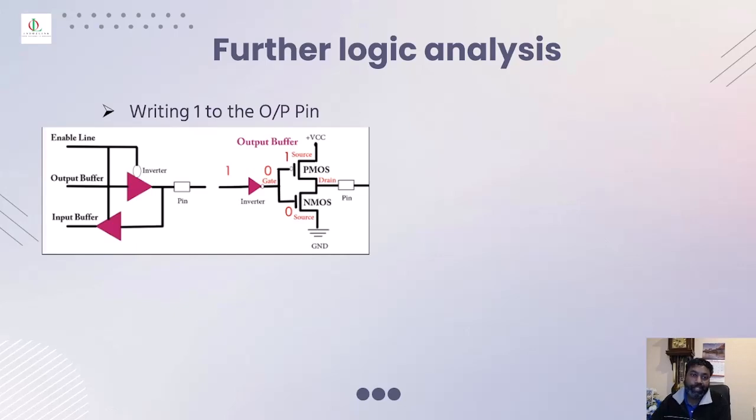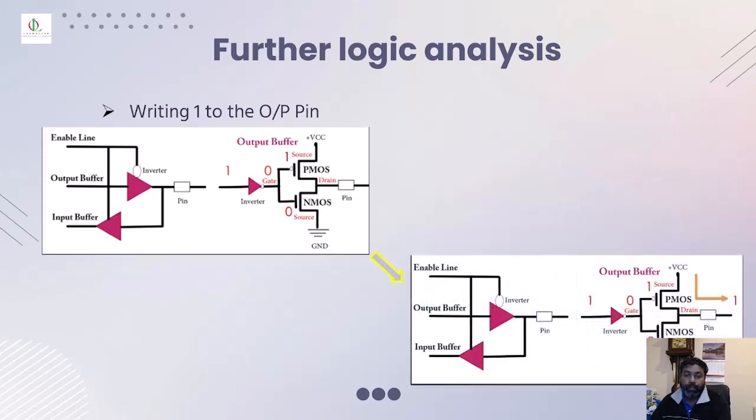Further getting into the logic analysis, writing 1 to the output pin will invert to 0, and that is sent to the output buffer. The PMOS, when it gets 1, is activated, and the NMOS, if it's 0, is deactivated, then it gets to the ground. So that's how it's explained: the 1 comes through and it inverts, so 0 goes to the NMOS. The NMOS is in off state, and the PMOS is high, so the output pin gets the value 1.